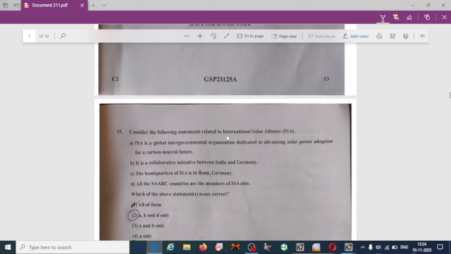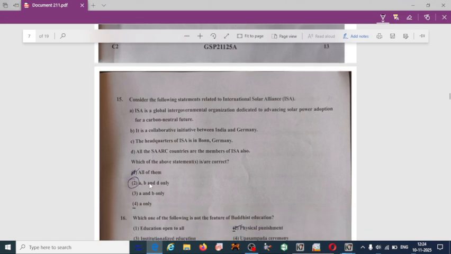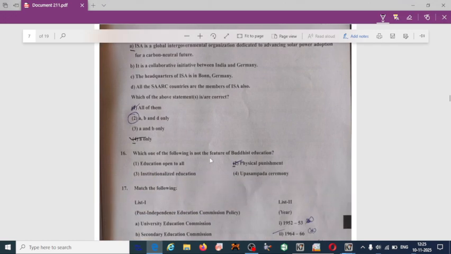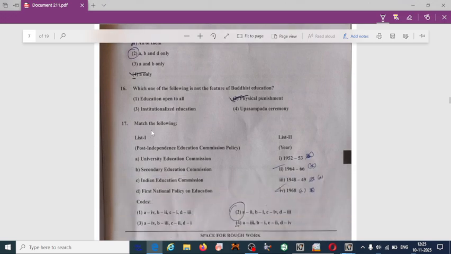Consider the following statements related to International Solar Alliance ISA. Once you read carefully the given options, option 4 is correct. A only. That is, ISA is a global intergovernmental organization dedicated to advancing solar power adoption for a carbon neutral future. Which of the following is not the feature of Buddhist education? Option 2, physical punishment.